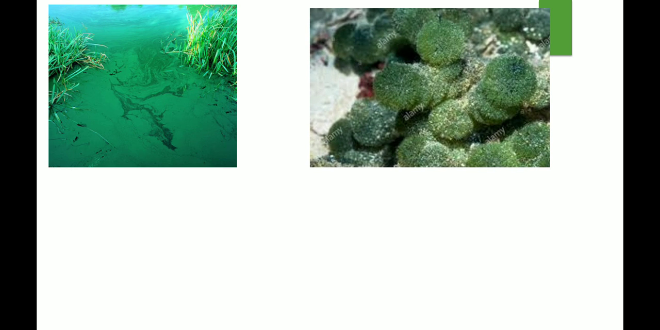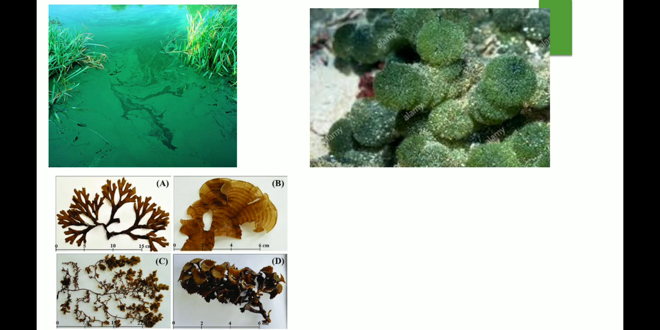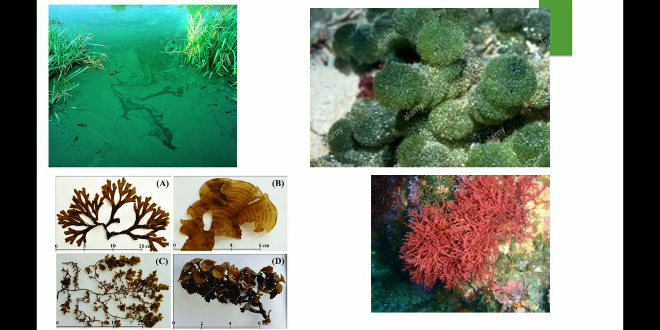You can see here a picture. With the color, you can indicate that the water is contaminated or is having high amounts of blue-green algae. Next, it is a picture showing green algae. In the third picture, you have different kinds of brown algae, which are found in the aquatic region. And the last one you can see is a red algae. So the color itself indicates the different kinds of algae present.